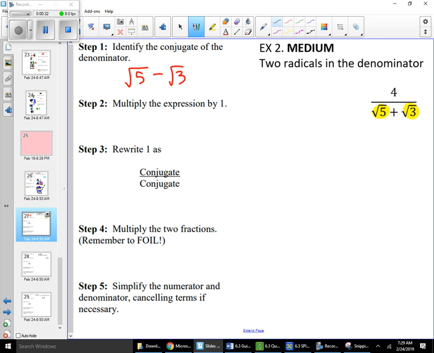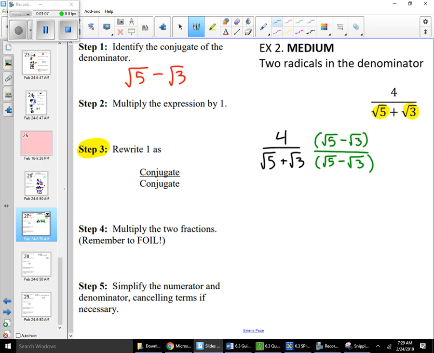So in practice, we usually omit that step 2, multiplying by 1, but it's important to remember that that's why we're allowed to do step 3. You can multiply any fraction by 1, and conjugate over conjugate is the same thing as 1. Anything divided by itself is 1. So step 2 is there to remind you of why you're allowed to do step 3. Let's go ahead and do this step 3. Conjugate over conjugate. Root 5 minus root 3 over root 5 minus root 3.